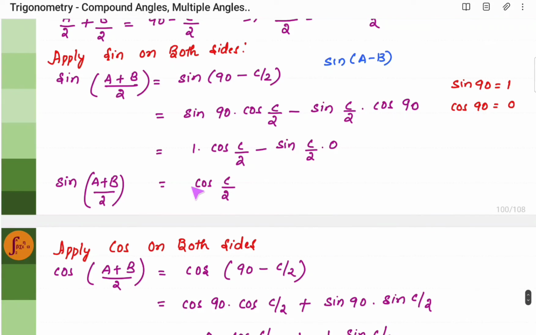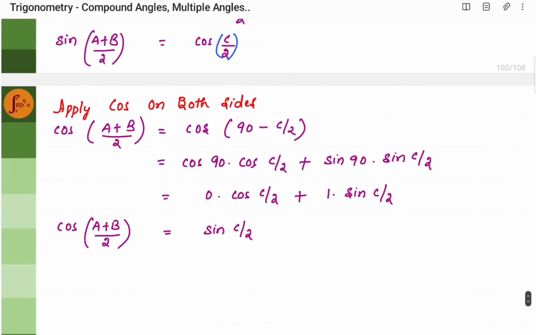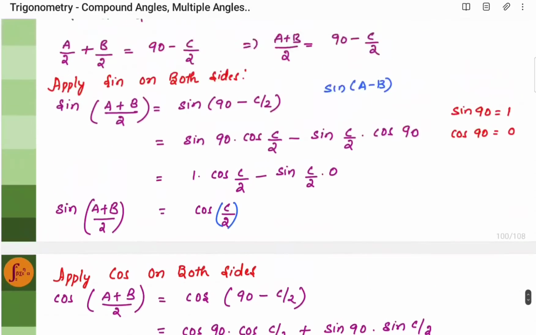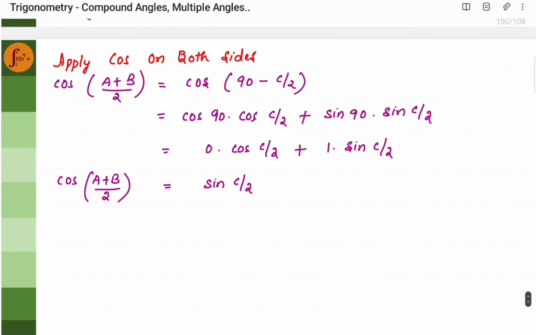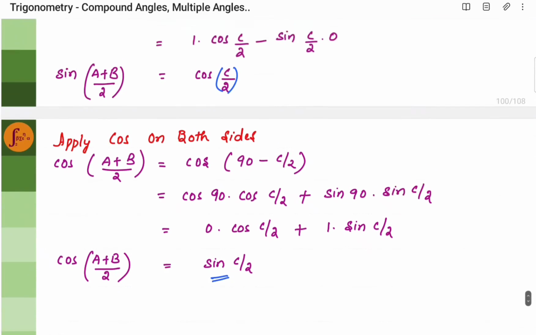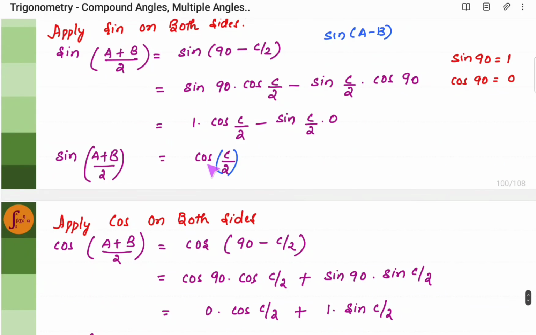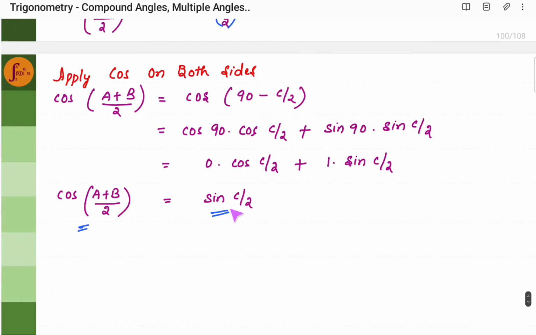Sine (A plus B) by 2 is cos C by 2. Now, you can do the same thing by applying cos, right? Here we applied sine. We can apply cos. If you apply cos, you will get the reverse. You will get it in terms of sine, right? When it was sine, we got cos. Here it is cos and we get sine.